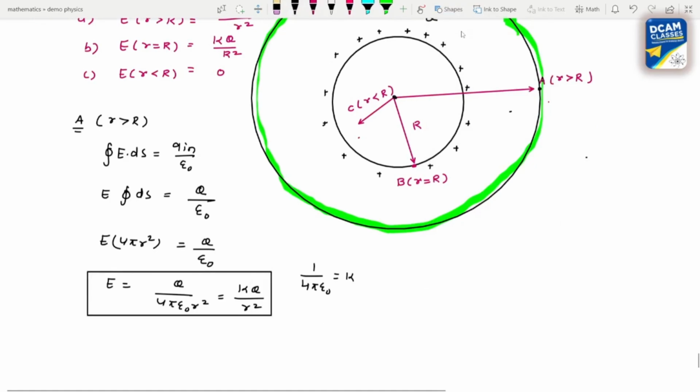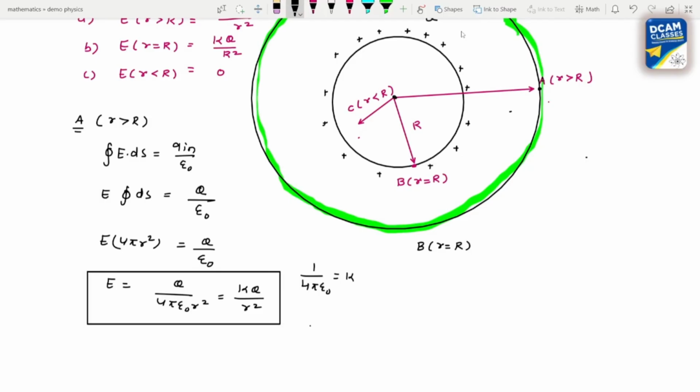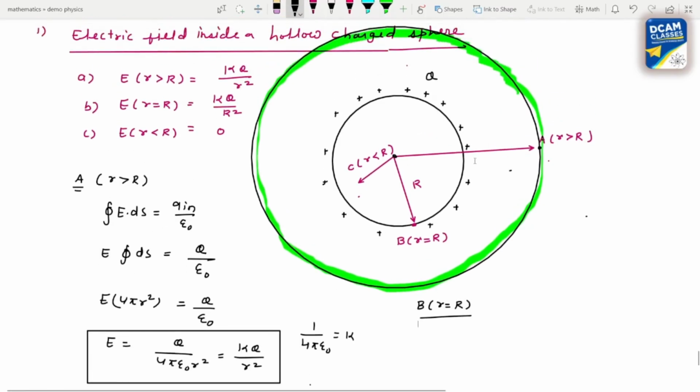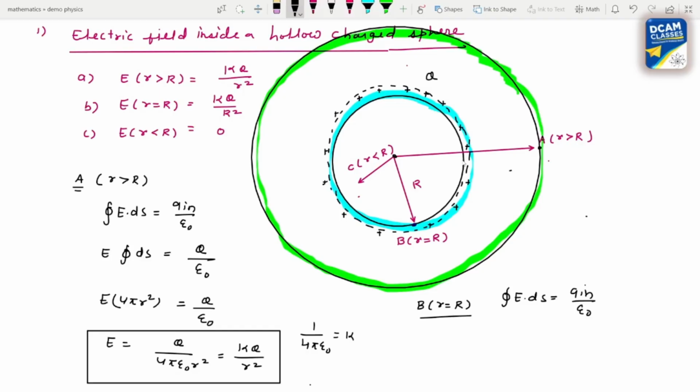Yes, sir. Okay, now if we take the second case, on the surface, r is equal to capital R. Since we have to find out the electric field at the surface, we have to create our Gaussian surface at the surface only. So now our blue one will be the Gaussian surface. Here everything will be the same. Surface integral of E dot ds is equal to Q inside by epsilon naught. We are creating the Gaussian surface just outside this shell, so that the radius is almost equal to capital R.